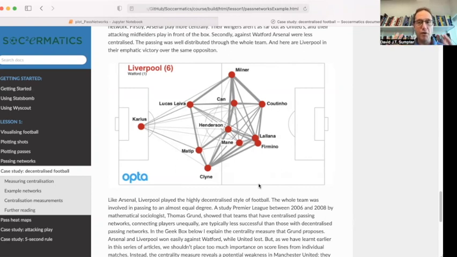It can be that when you've got a group of 11 very good players, then you can all pass between the different players. So the causation problem is still going to be there. But it is a fact that better teams tend to be the ones that are more decentralized. And that's even true to some degree if you account for the quality of the different teams. Decentralized football is more successful.